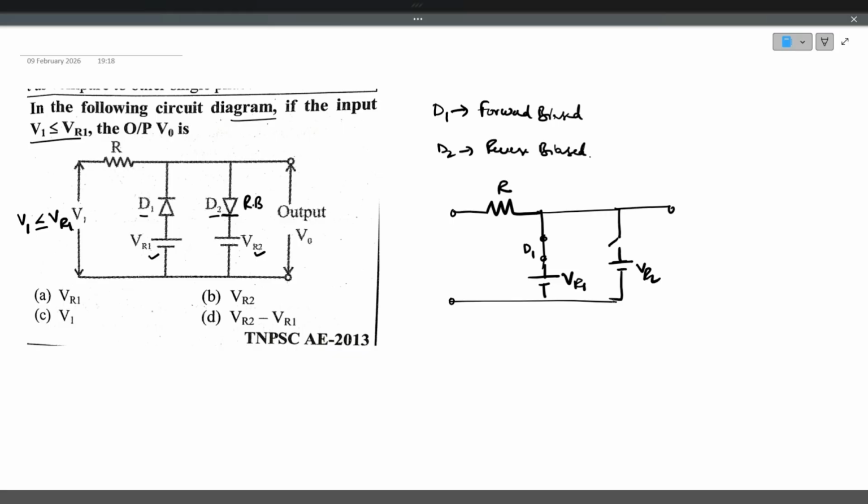So what will be the output voltage? The output voltage will be equal to VR1. The same VR1 voltage appears across the output like this. If you apply KVL in this way, output voltage will be equal to VR1. Here we are assuming the diode D1 as an ideal diode. So the answer is option A.